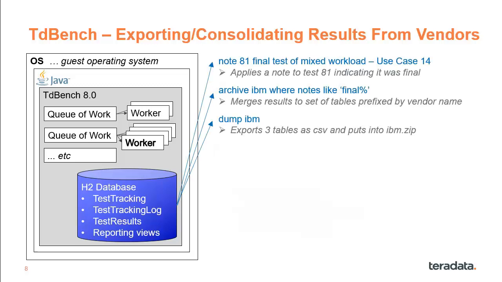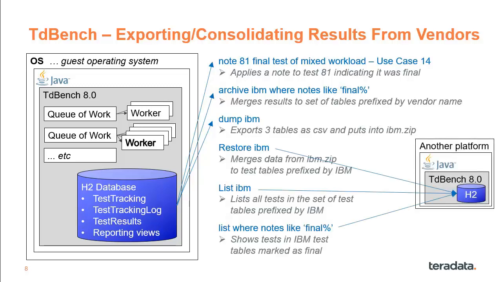You can then use the note command to document the conditions of prior tests or mark selected ones as final. You can use the archive statements to select tests using SQL constraints and merge into a set of three tables prefixed by some word, like a vendor name. Those can then be dumped, which exports the data as CSV and zips the three files into a single file. They can be mailed to a benchmark coordinator for integration using the restore commands.